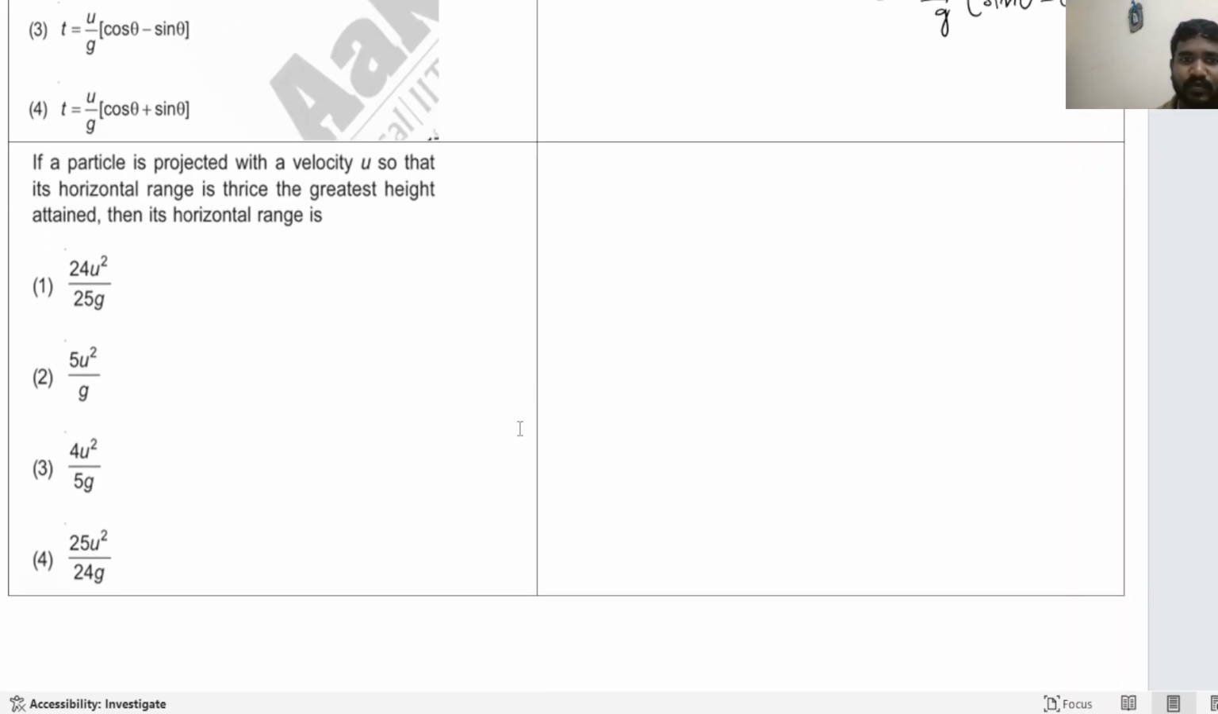If a particle is projected with a velocity u so that its horizontal range is thrice the greatest height, then what is its angle? So the horizontal range is u square sin 2 theta divided by g, which equals 3 times u square sin square theta divided by 2g.